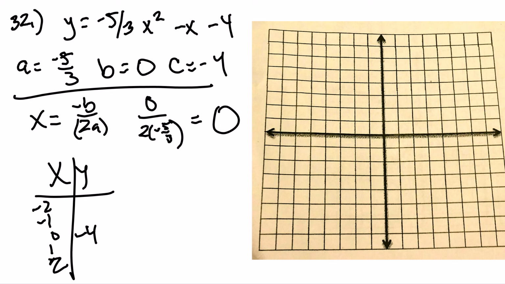Now I'm just going to plug in 1. So I get y equals negative 5/3 times, actually I'm going to go by 3's. So I'm going to take negative 3 and negative 6, 3 and 6. So I'm going to put 3 squared minus 3 minus 4. 3 squared is 9.